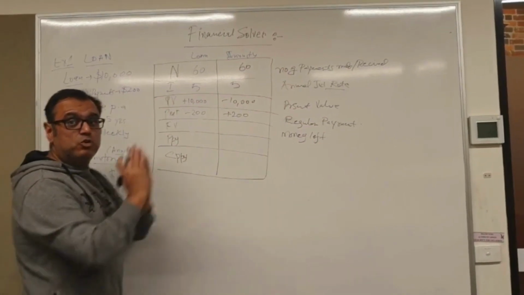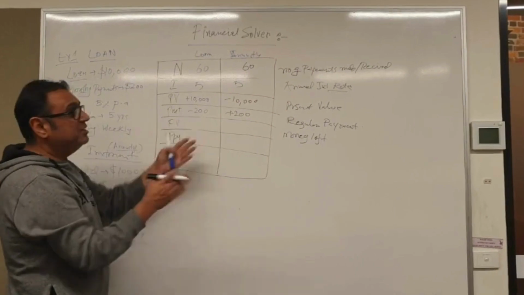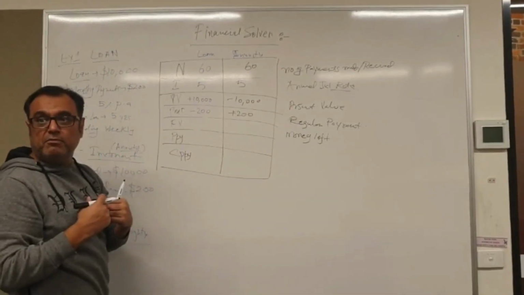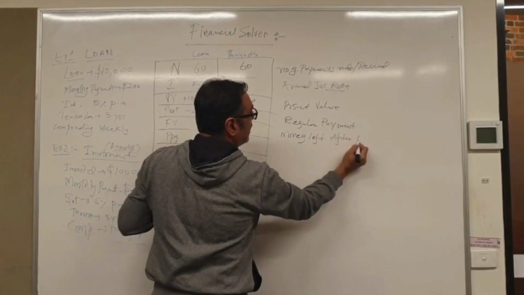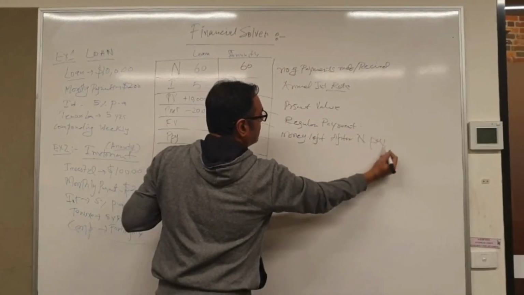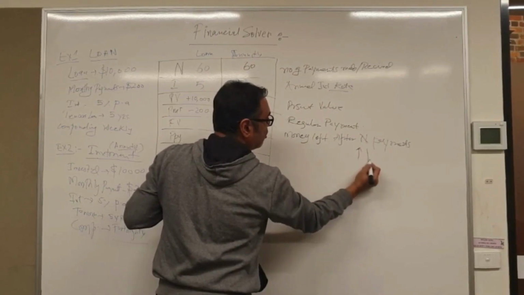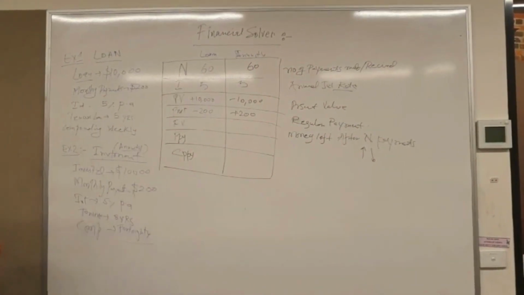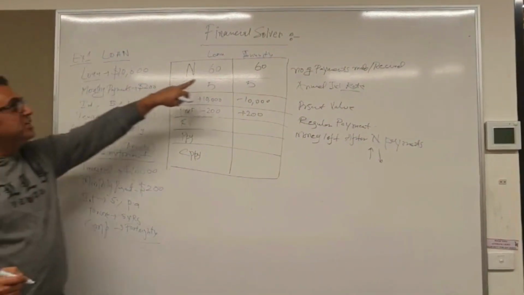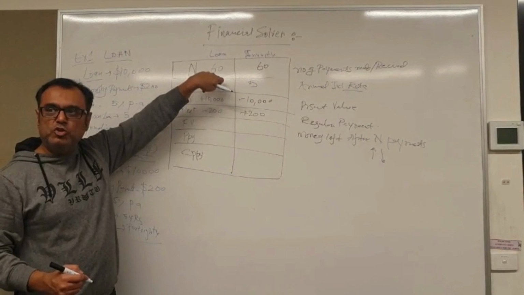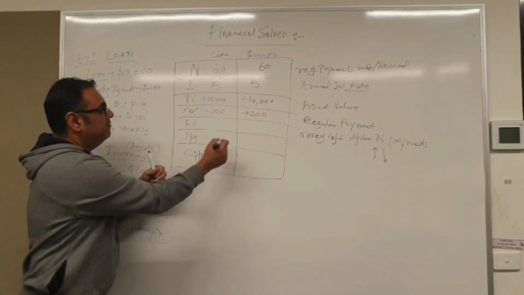For loans, money goes out of your bank account because you're paying, and for investment, money comes into your bank account. So money left after N payments, either to go into your bank account or go out of your bank account. For loans, after 60 repayments, how much do you owe? None. Zero. Future value is 0.